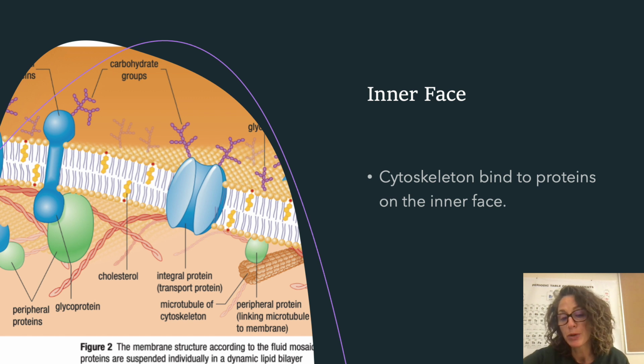Okay, so we're going to talk about the interface, that's the inside of the membrane. Typically, we have cytoskeleton binding to proteins on the interface, so that's a big function of those peripheral proteins. They are holding onto that cytoskeleton to keep everything in that scaffolding in place.